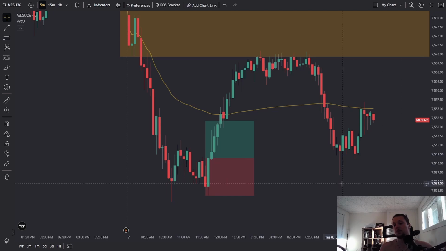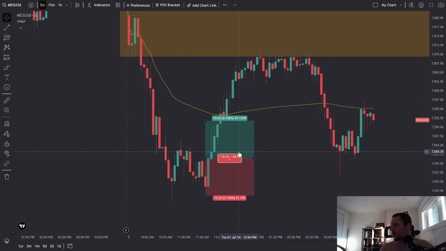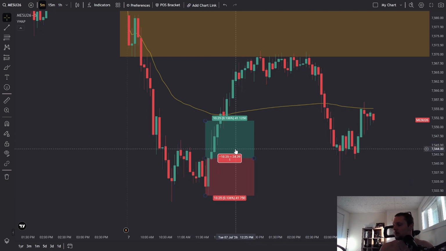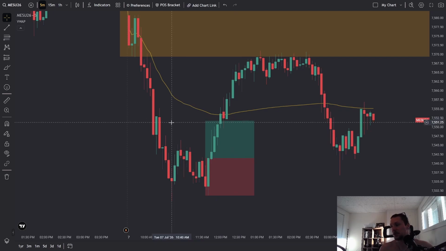So this is a textbook reversal long, and I risk 1% of my account on this trade. So I've earned myself 1% today. That's a 1% win. This is the only trade I've taken in the day, and I only take one trade every single day. That's about it, guys.